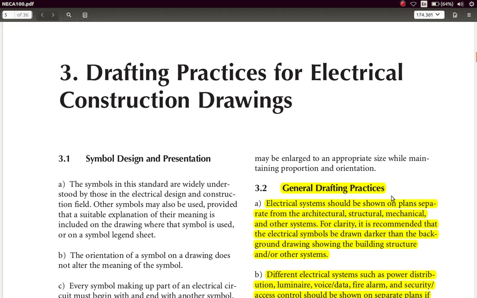General drafting practices. Electrical symbols should be shown on plans separate from the architectural, structural, mechanical, and other systems.